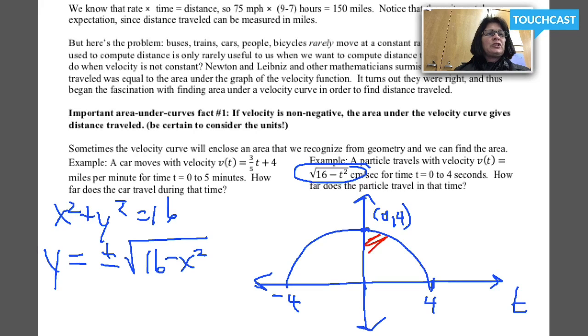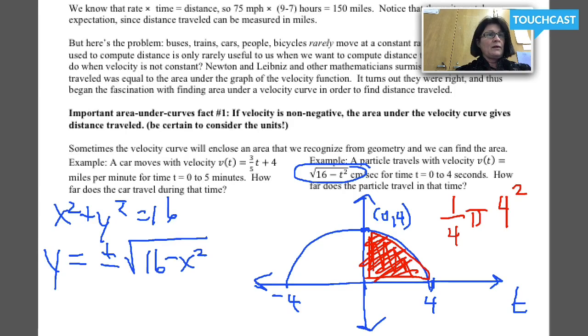I'm going to imagine shading in here between 0 and 4 under the velocity curve, and I recognize that as 1/4 of a circle. The area of 1/4 of a circle is 1/4 pi r squared. In this case, I know r is 4, which makes 16 pi over 4, which equals 4 pi. 4 pi centimeters.